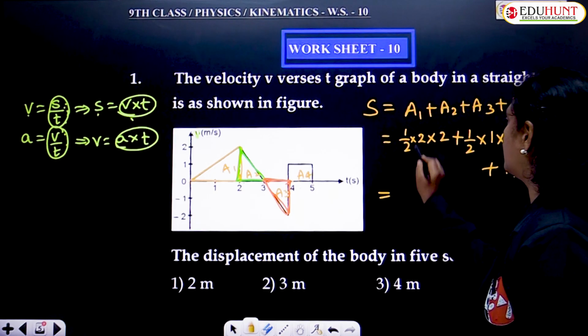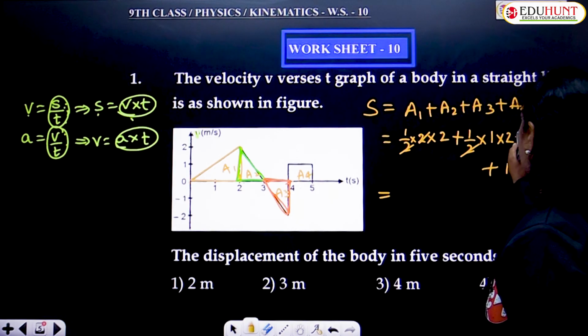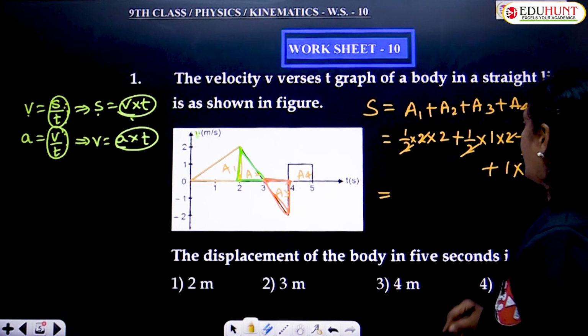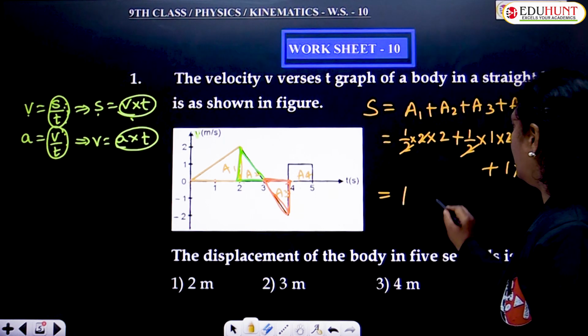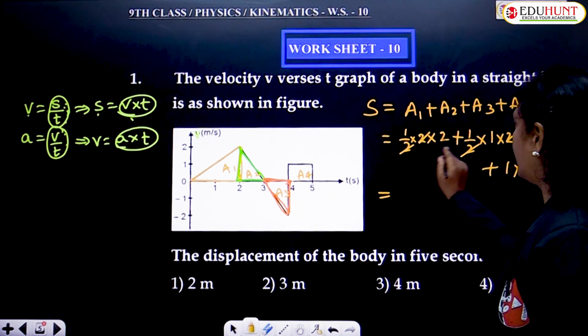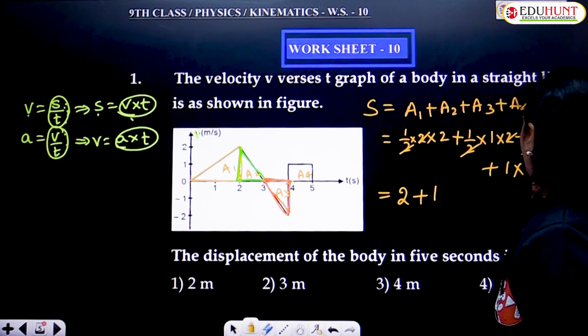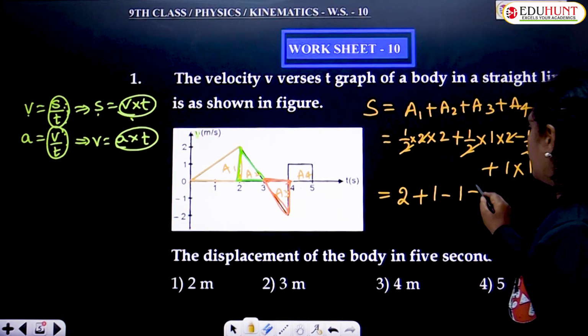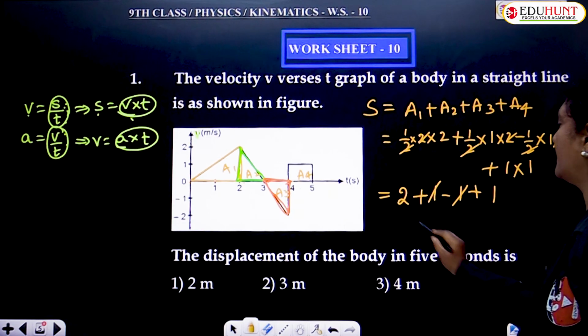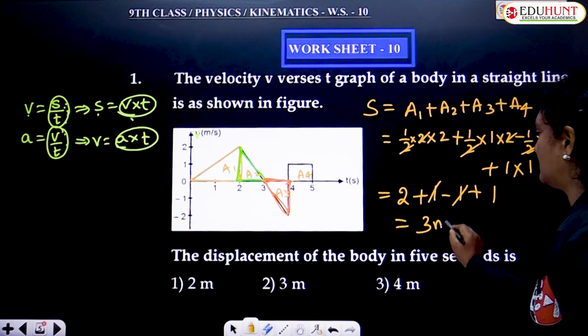So children, solve this. 2 gets cancelled, here also 2 gets cancelled, here also 2 gets cancelled. You are left with 1 into 2 is 2, plus 1, minus 1, plus 1. This 1 and this 1 get cancelled. 2 plus 1 is found to be 3 meters.